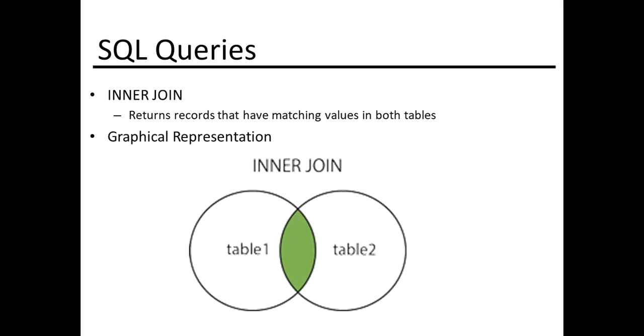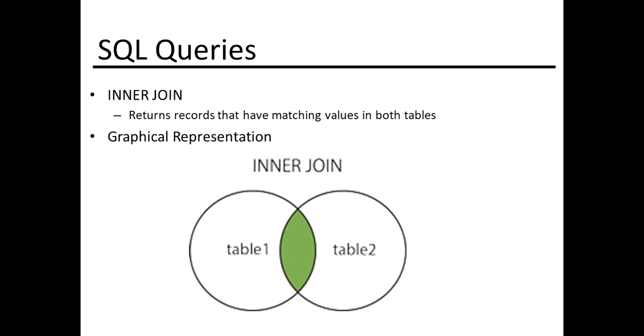This is the graphical representation of inner join. If we consider this graphical representation, we have two tables, table 1 and table 2, and the intersection area, which is colored green. This green section denotes the common part of these two tables. This resultant area indicates the inner join area.